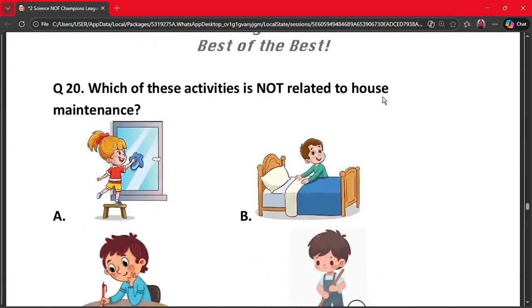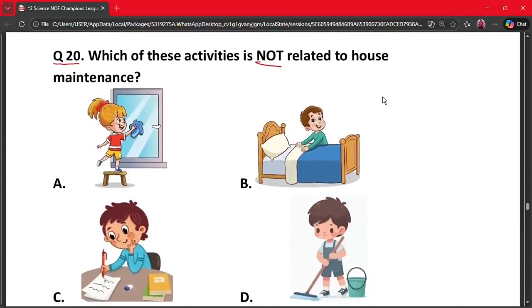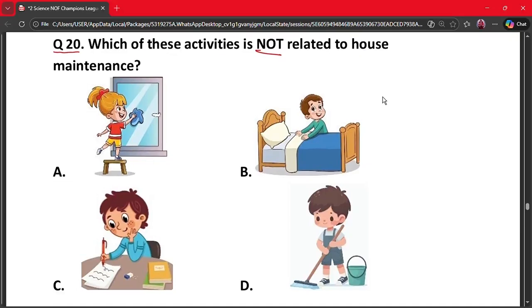Our next question is question number 20. Which of these activities is not related to house maintenance? A. A girl cleaning a door. B. A boy making his bed. C. A boy studying. And D. A boy cleaning his house. The correct answer is option C.